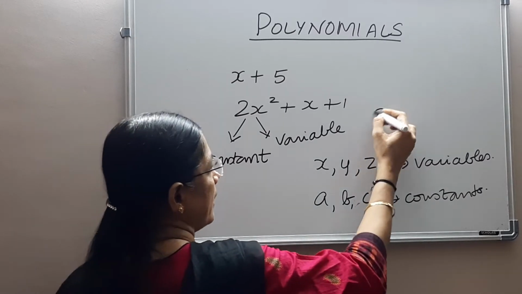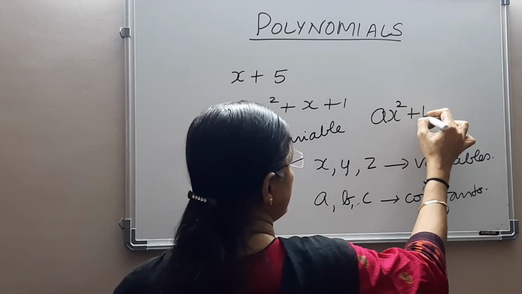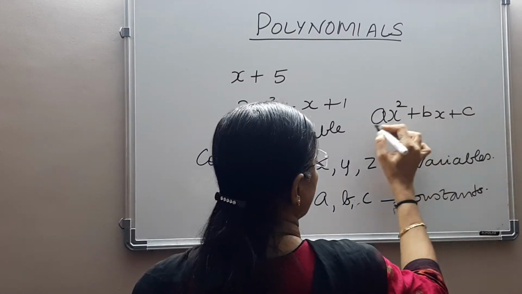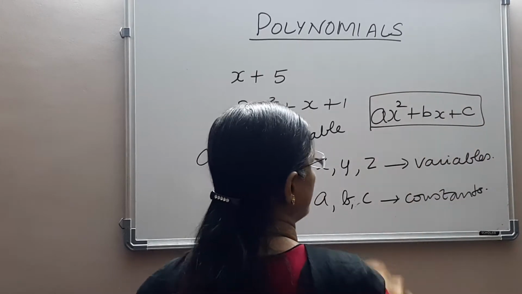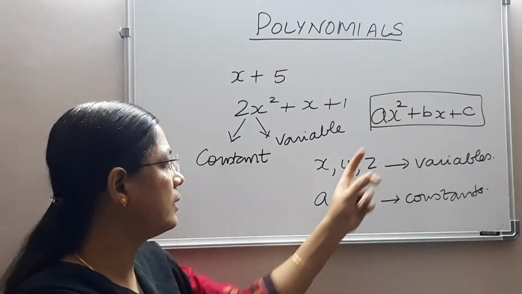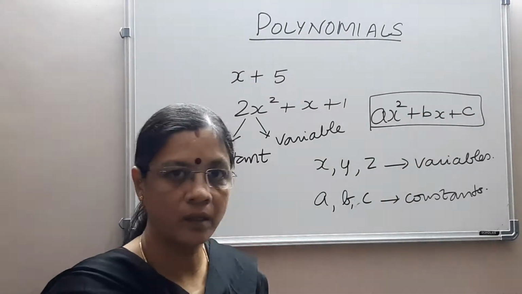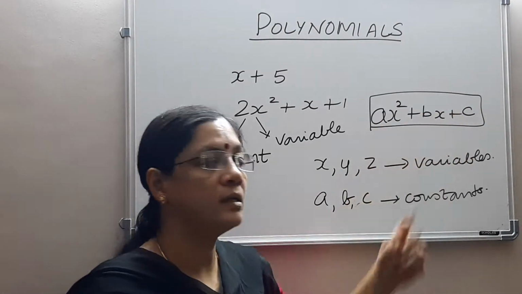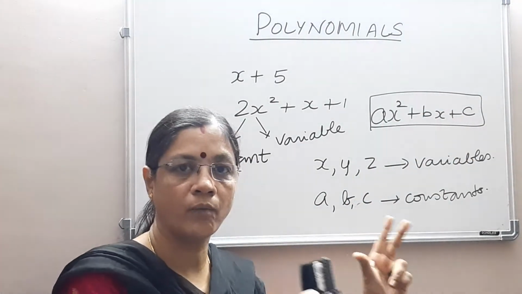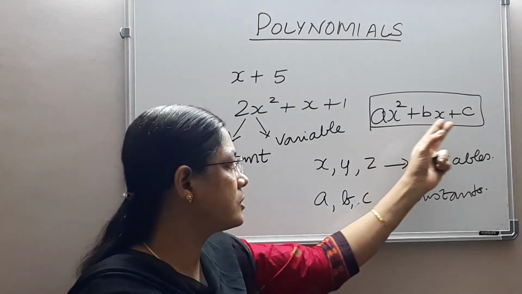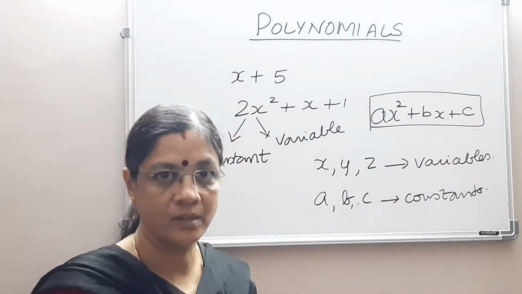Like we write ax squared plus bx plus c for an expression, isn't it? So here the x is the variable and a, b, c are constants. Now you would have got an idea about what constants are and what variables are, isn't it?